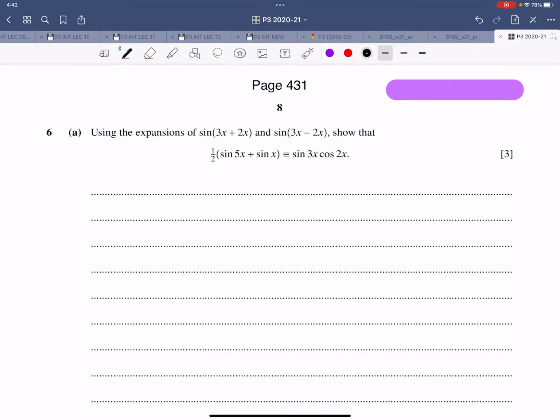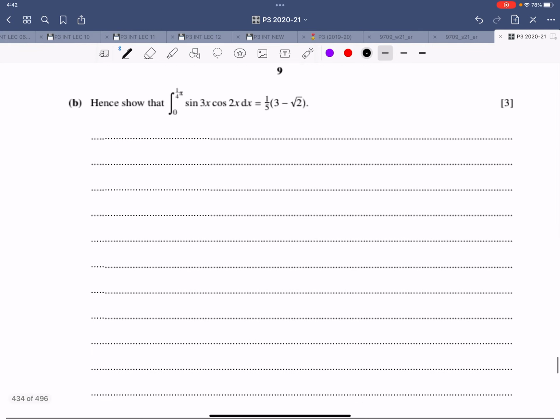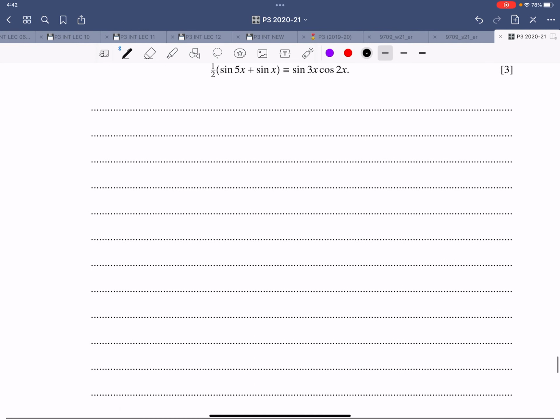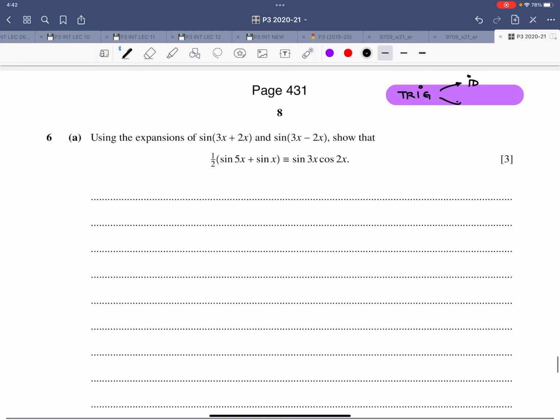With the paper. Question number 6. This is about trigonometry. It's about identity in the first part, and on the next page it's about integration. So trig identity and trig integration. Now, which kind of identity are they making us use?